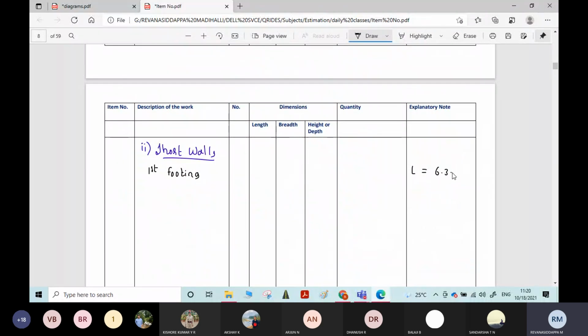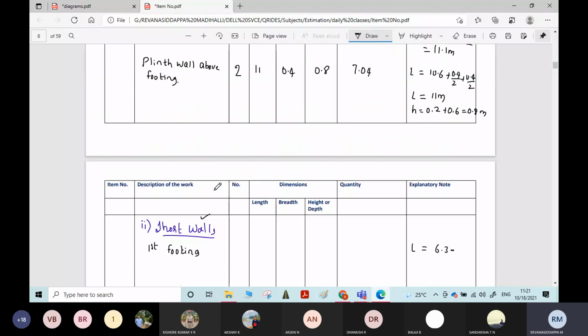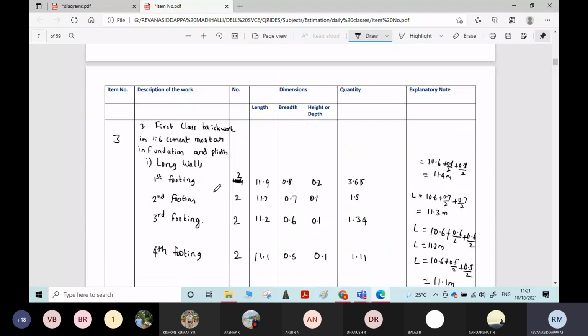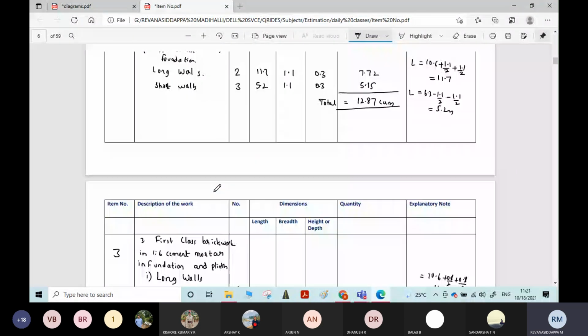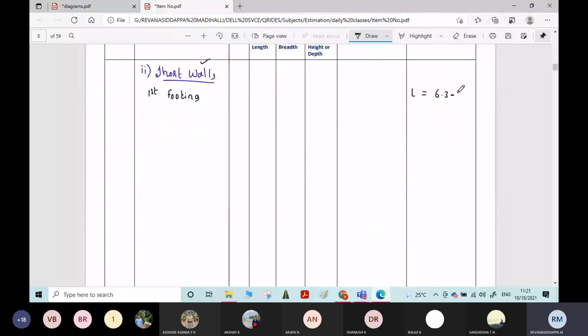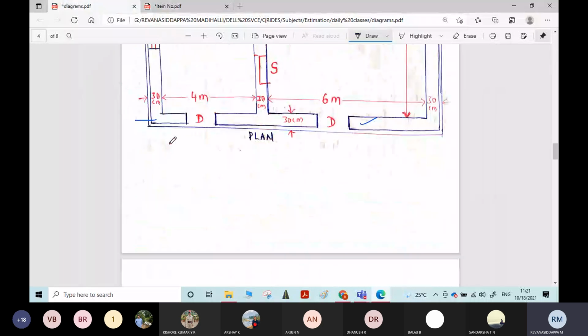Minus, very important, not the plus. We are doing the calculation for the short wall. We have to subtract the widths for the short wall calculation. We have to do the addition while doing the calculation for the long walls. Why? I just explained before.